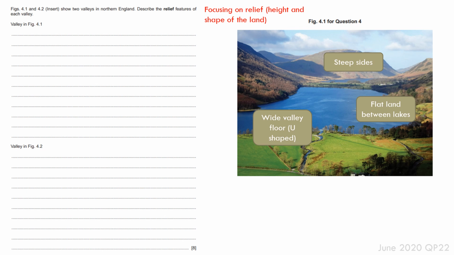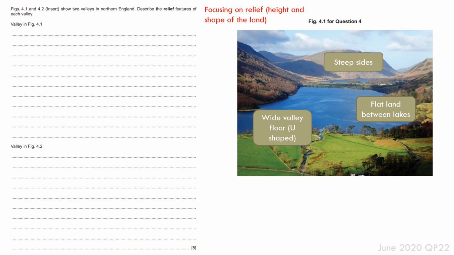So let's take a question here. Describe the relief features of each valley. So we've got Figure 4.1 here. Focusing on relief, I'm talking about the height and shape of the land, nothing else. So I can see that there is a wide valley floor. There's flat land between lakes. There's some steep sides on the edges.